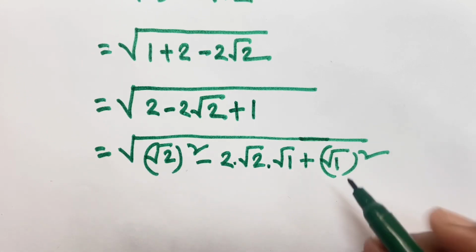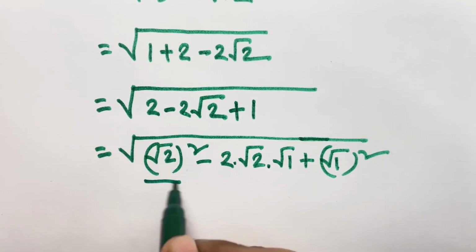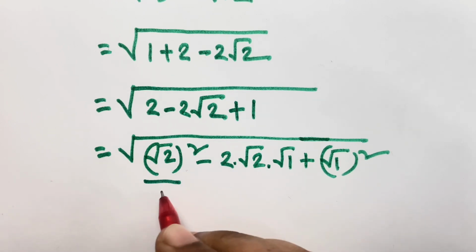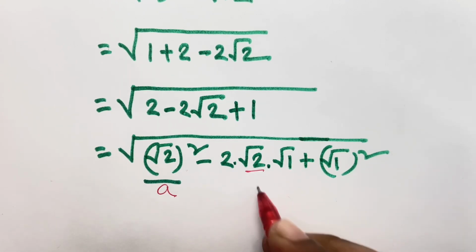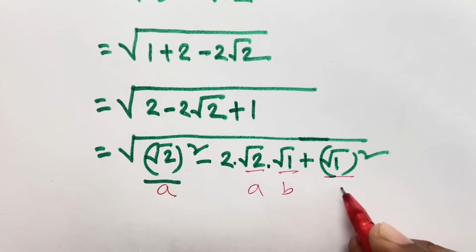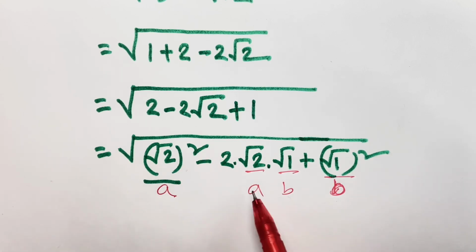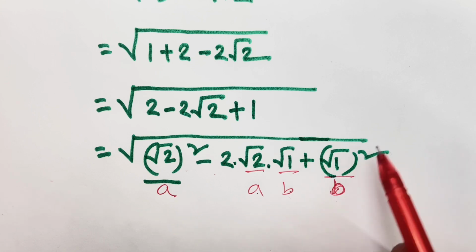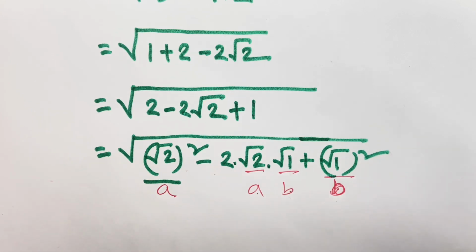Now I can say easily, if you think it is a and it is b, so you can say easily a square minus 2ab plus b square. So I follow this formula in this line.